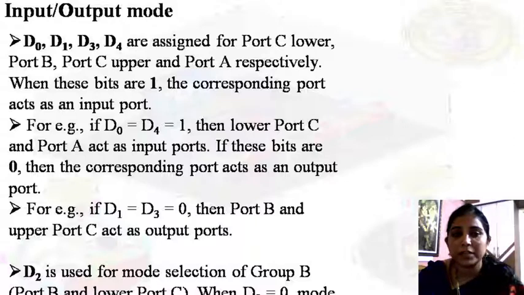Let's take one more example. If D1 and D3 are both low, equal to 0, then port B and port C upper act as output ports. Whereas if both the bits D1 and D3 are high, then port B and port C upper act as input ports. And D2 is used for mode selection of group B.